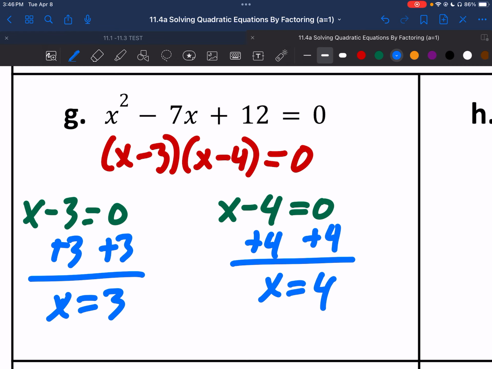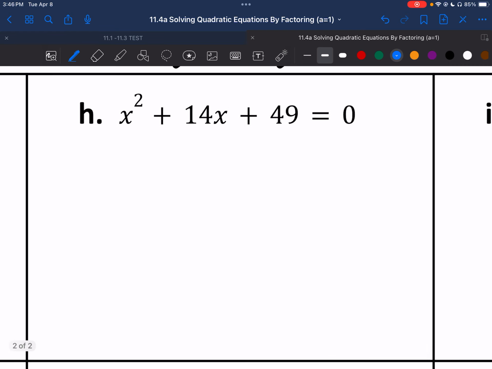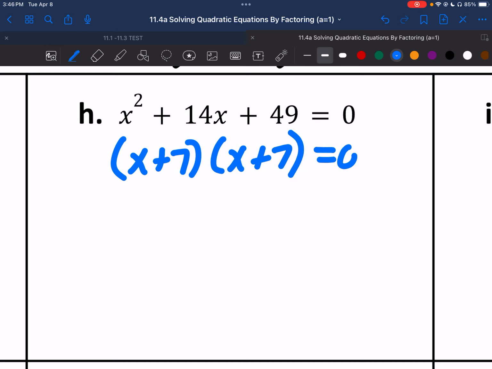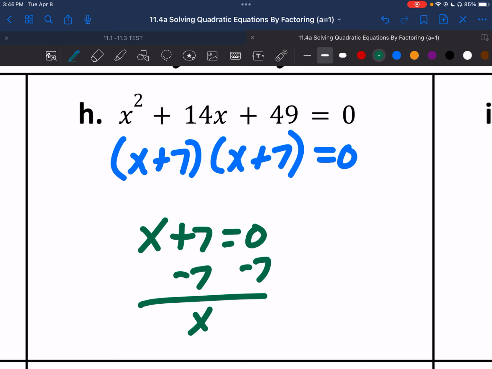Letter H. We have one set up for us. This is the exact same thing that we had just above. X plus 7 times x plus 7 equals 0. X plus 7 equals 0, minus 7, x equals negative 7. So this one was already set up for us.